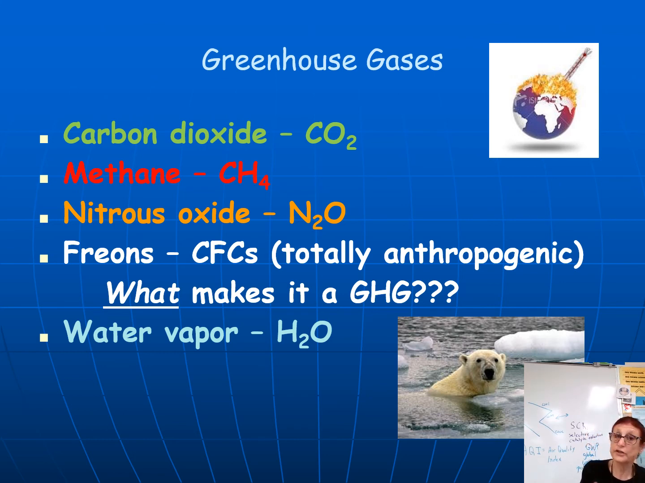Freons, CFCs, those things that we phased out in the Montreal Protocol that are such ozone depleting compounds, are also a really potent greenhouse gas. They're about 10,000 times that of a molecule of carbon dioxide. And part of it is because they're so stable, they can stay in the atmosphere for 50, 60, 70 years. That's why they're a substantial problem. And they're totally anthropogenic. There are no natural sources of those.